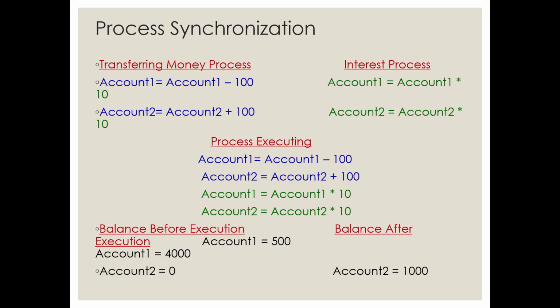The amount has been debited from account 1, minus 100. The amount has been credited to account 2, plus 100. So now what will the amount be? Can you tell that? Now we have to interleave the process. Account 1 equals account 1 times 10 and account 2 equals account 2 times 10. So the process executes and ends. Before the execution the amount is 100 for account 1. After the execution the amount will be 1000 for the account. So it is multiplied by 10.